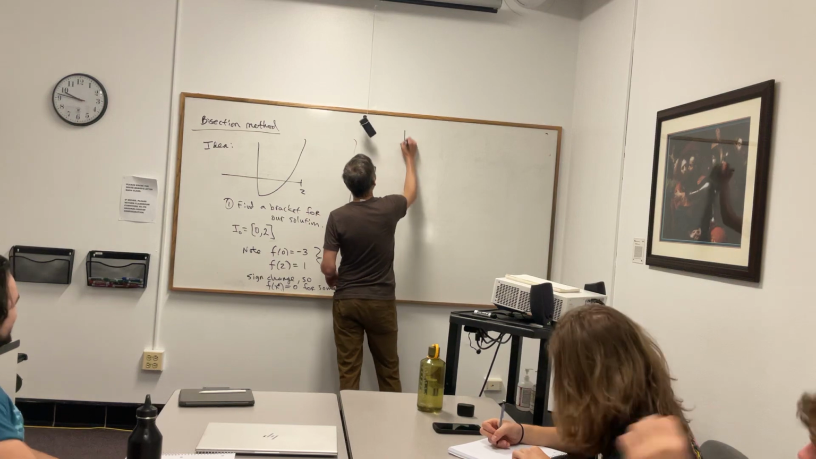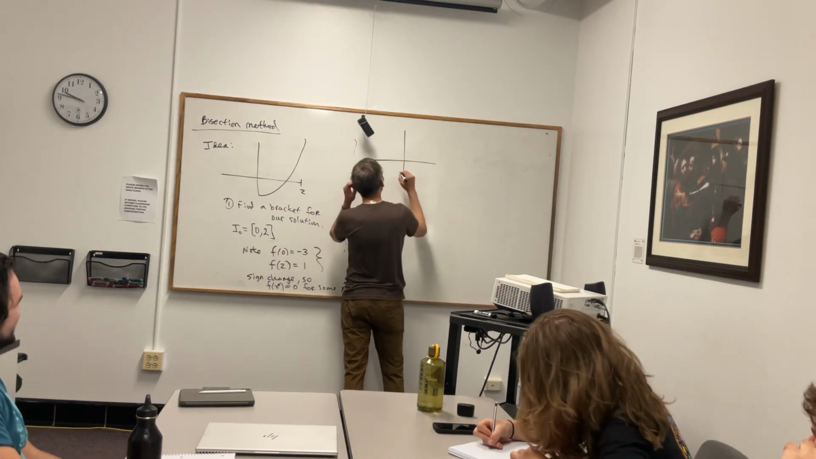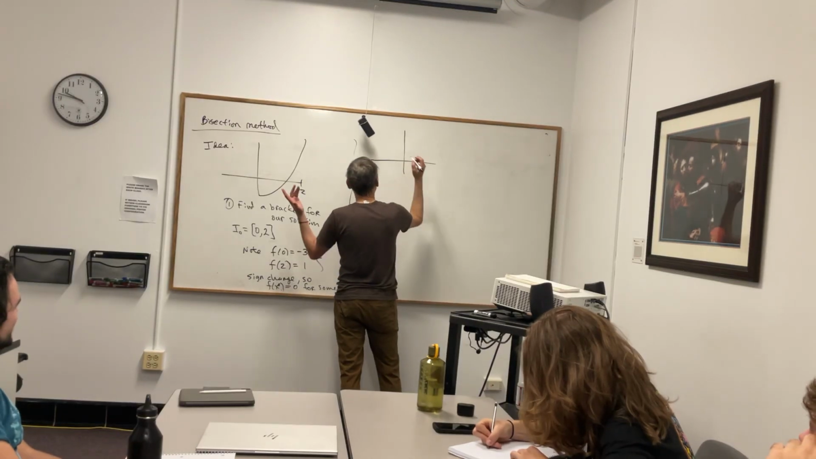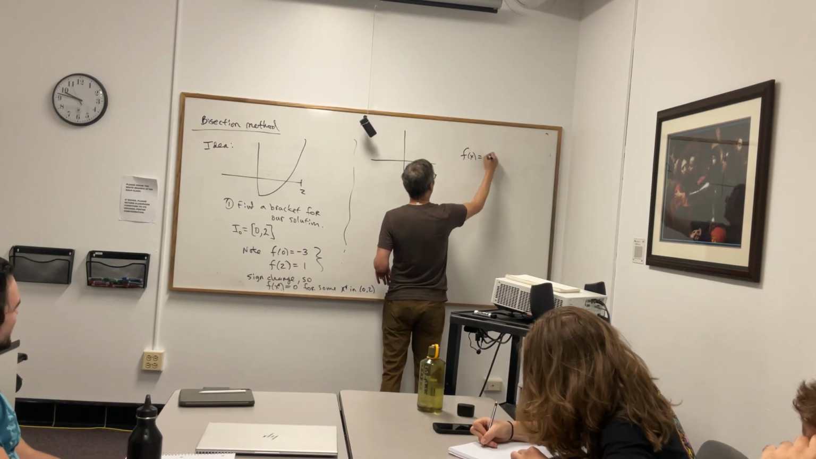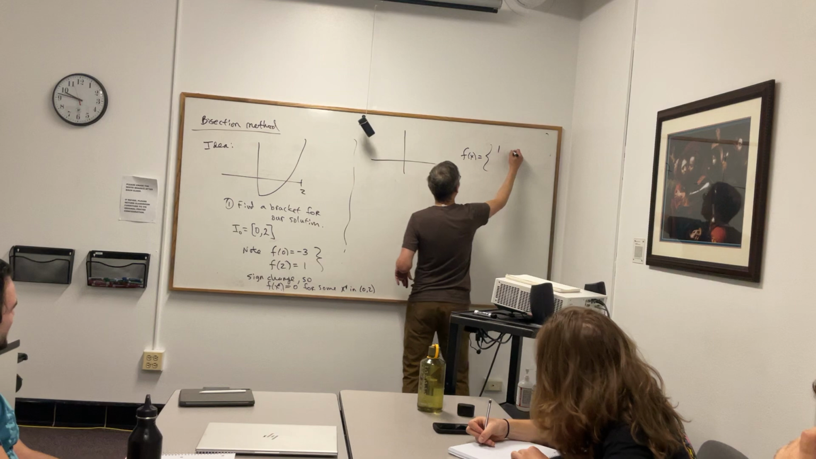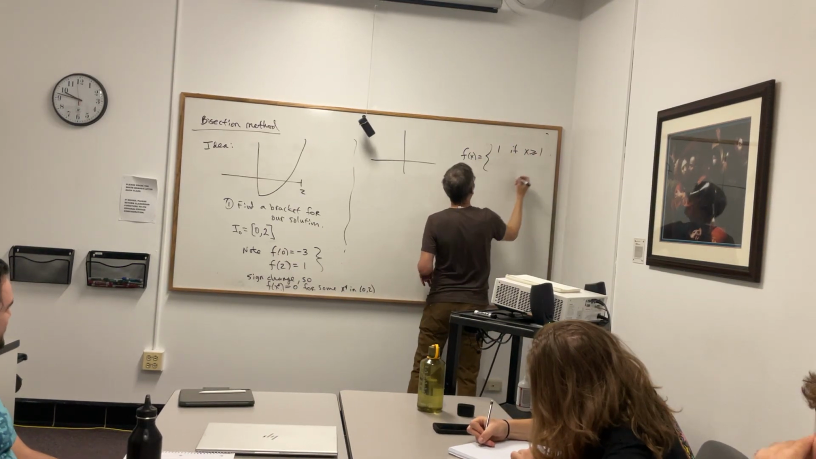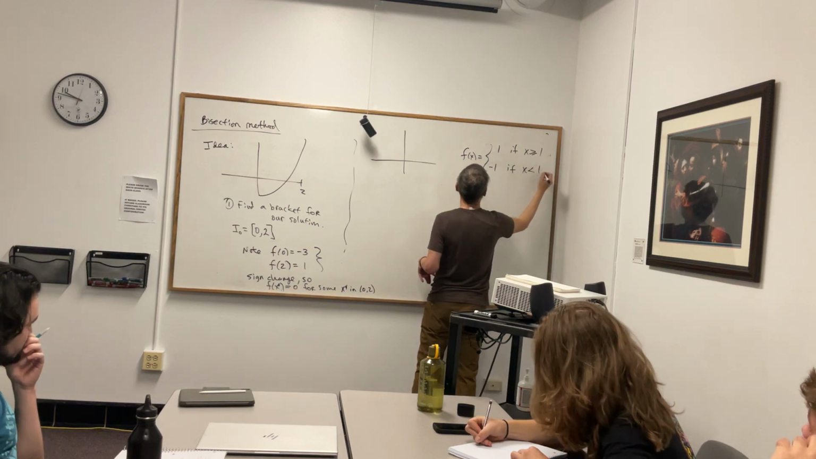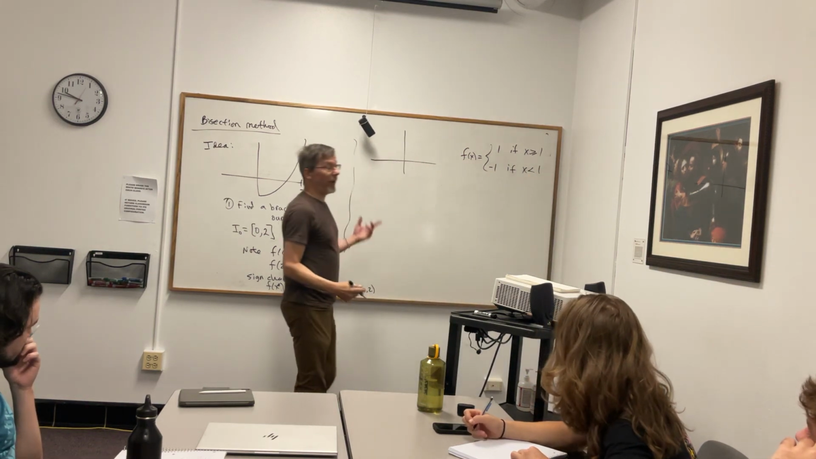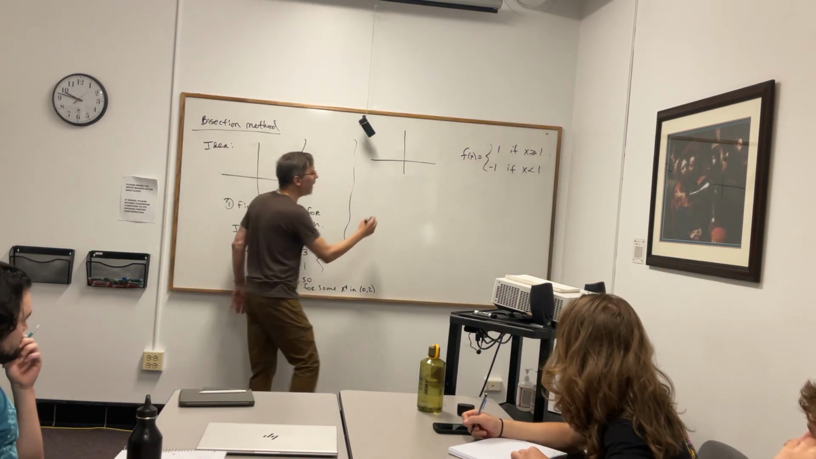So, what about this one, Ava? I'm going to do a different function on 0 to 2 that looks like this. f of x is 1 if x is greater than or equal to 1, and it's equal to -1 if x is less than 1. So I've got a piecewise function here.